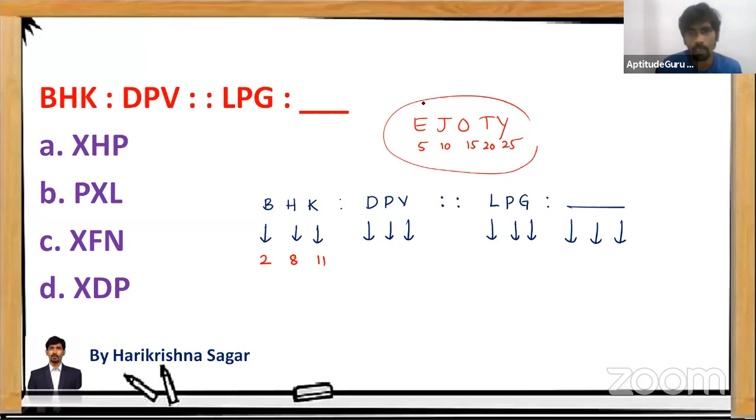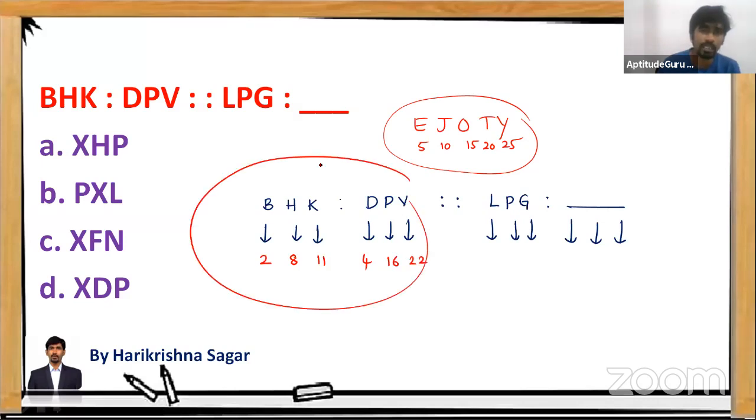So these are the alphabet positions. What is D? D is going to be 4. P is 16. What is B? B is 22. So observe this reference pair, and understand what is the logic in the reference pair.